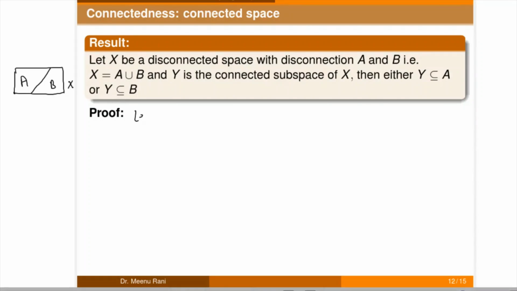So for the proof, let X be a disconnected space and its disconnection is given, that is A and B.